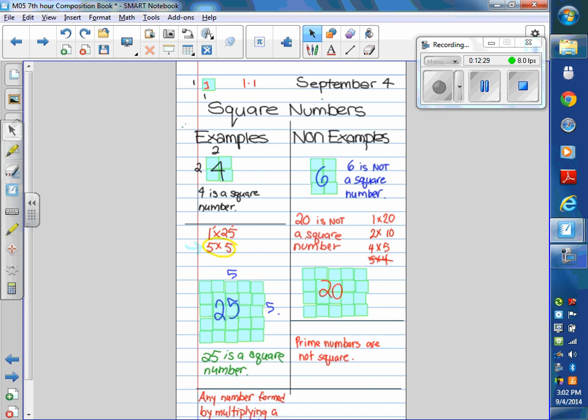What about some other ones? Jacqueline? 4x4. A 4 by 4, so the square number is? 16. So 16 is a square number because it's made by multiplying 4 times 4. How about 144? Is that a square number? Yes, sir. How do you make that, Ellie? 12 by 12. Good. How about 121? Is that a square number? Yes. How do you make that? 11 by 11. Good.